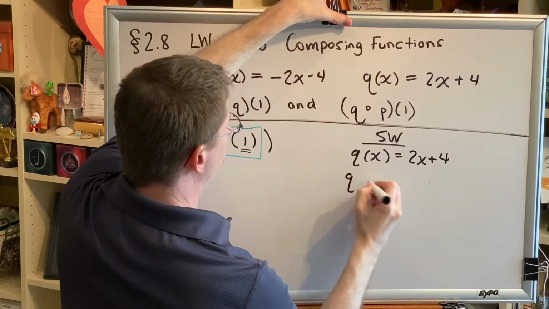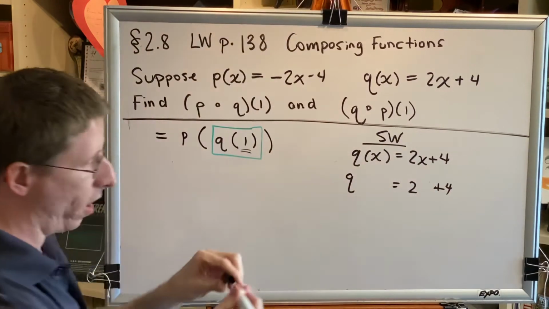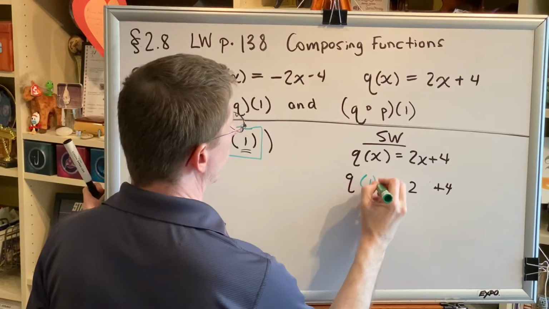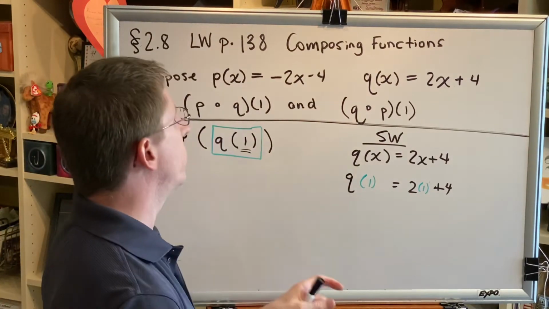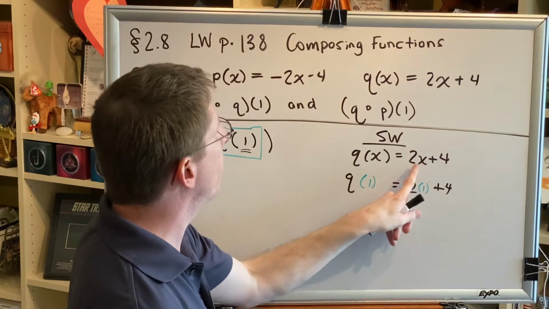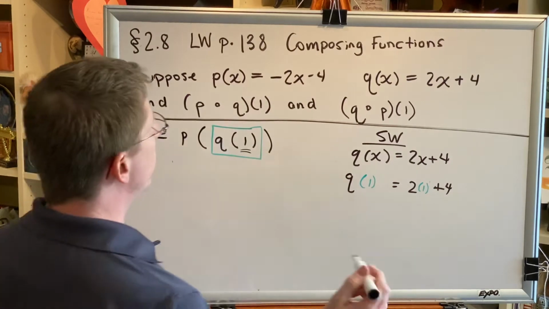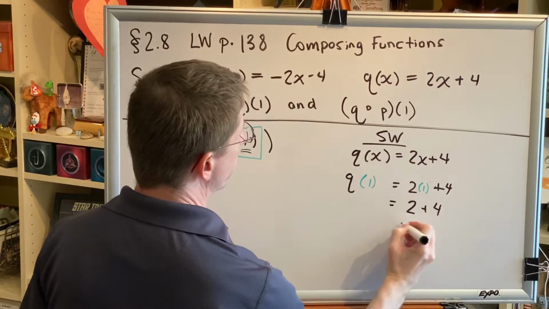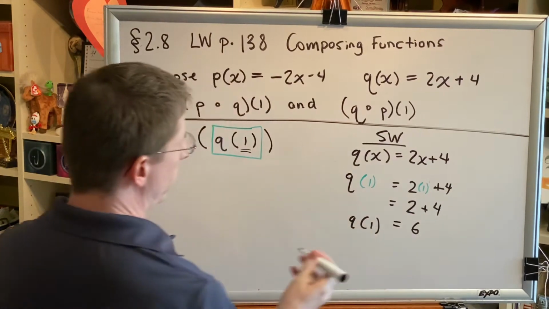Therefore, q of 1 equals 2 times 1 plus 4. Both of those ones need to be in parentheses. This one because that's how functions are written, and this one because this x has a multiplier. We need the parentheses to indicate that multiplication. Now we can simplify. 2 times 1 is 2, 2 plus 4 is 6, so we get q of 1 equals 6.